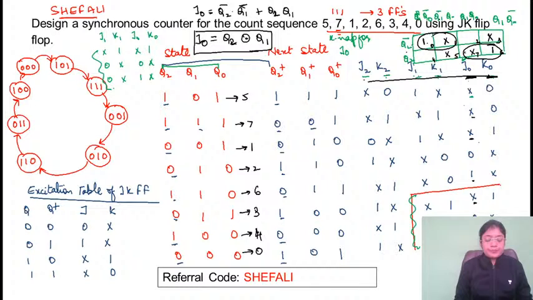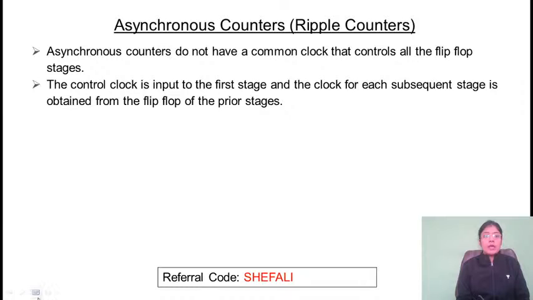Clear? Very good. Clear to everyone? So next we have asynchronous counters. Asynchronous counters are also known as ripple counters.